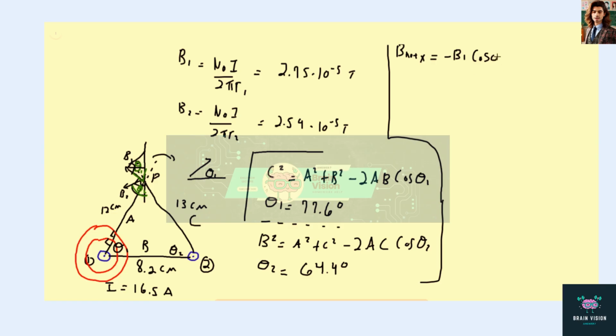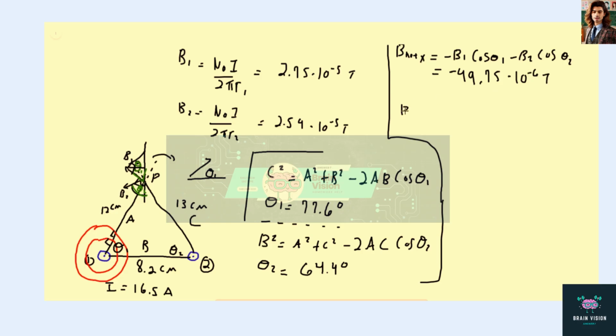So cosine of theta 1, and then a similar thing for theta 2, that's also going to be a cosine, also in the negative direction for x here. So minus B2 cosine of theta 2. And so we have our values for B1, B2, and our thetas, so we evaluate that, and we should get negative 49.75 times 10 to the minus 6 Teslas.